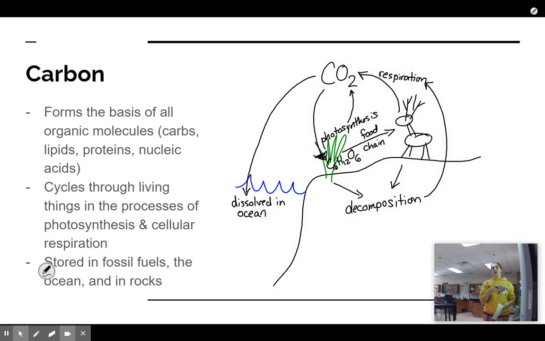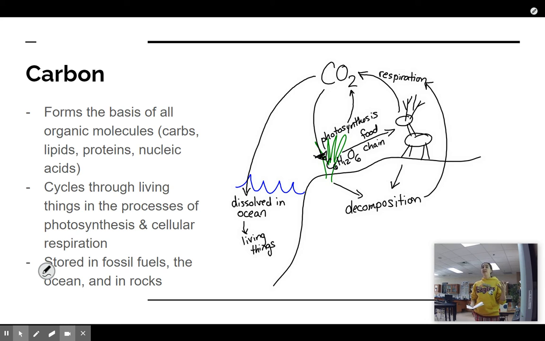The ocean can store carbon for a long time because it's so big. So some of the carbon gets dissolved in there. Some of that carbon in the water gets taken up by living things. And this part is similar to what we already drew. Producers in the ocean use the carbon dioxide from the water. It moves up through the food chain.